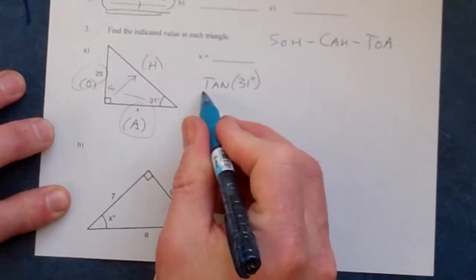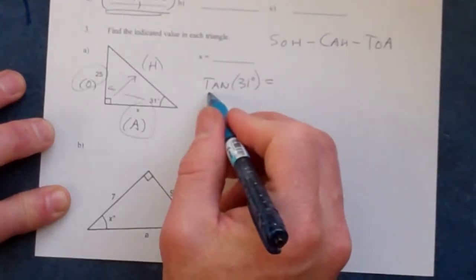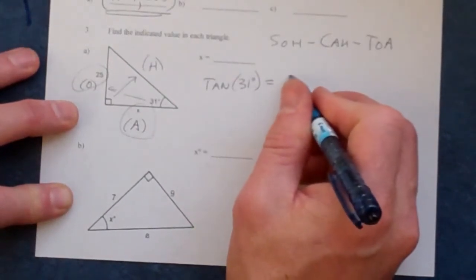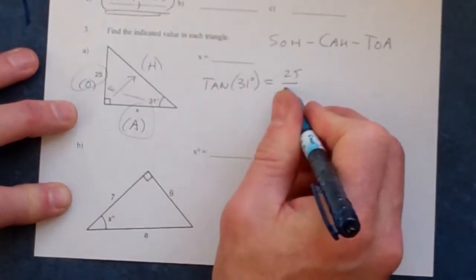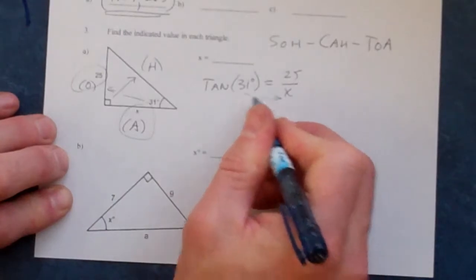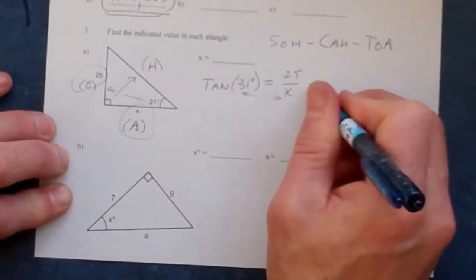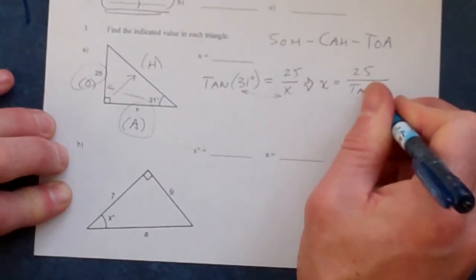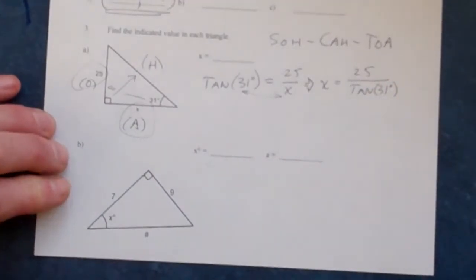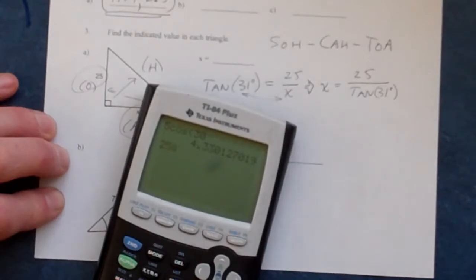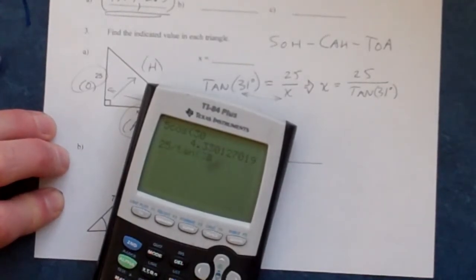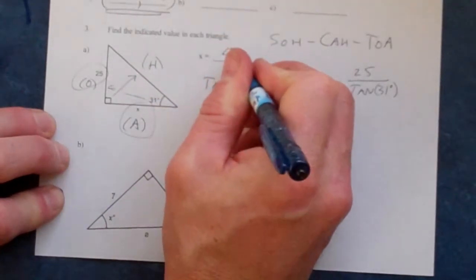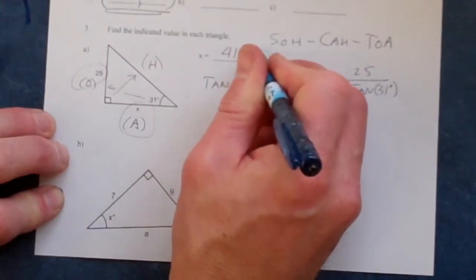So I write the tangent, then, of 31 degrees. When you're given the angle, you always do the trig ratio of that angle. And then it is going to be equal to the opposite, 25, over the adjacent x. The way you solve this is use Mr. Olson's switcheroo technique. So I can say x then is equal to 25 divided by the tangent of 31 degrees. Alright, so I can just take in my calculator, type in 25 divided by the tangent of 31, and I get 41.6. So x is 41.6, whatever it is, units.